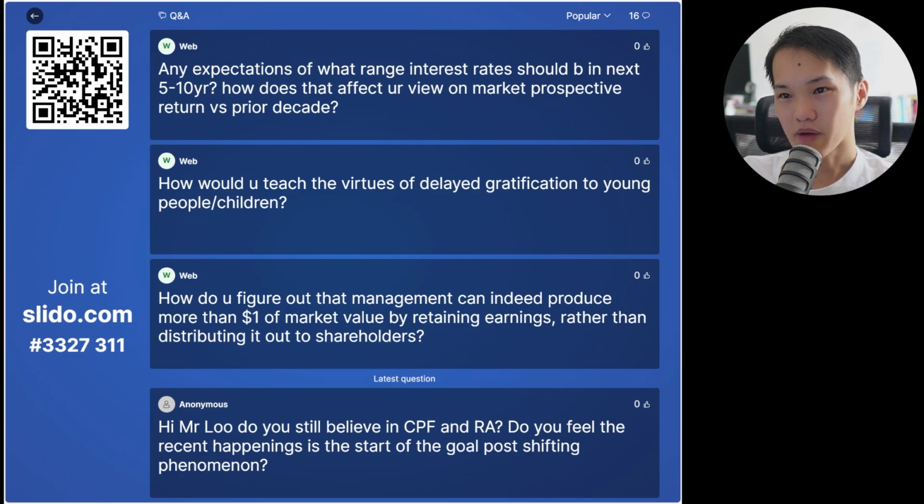Okay, next one from Web. Any expectations of what range interest rates should be in over the next 5 to 10 years? How does that affect your view on prospective market returns versus the prior decade? Okay, this one, when we talk about interest rates, I think people are getting philosophical and dogmatic about these discussions. I know there's a group of investors, let's call them, who totally don't believe in any interest rate projection, meaning that you can guess the level of interest rate, be it next year or 3 years or 10 years from now.